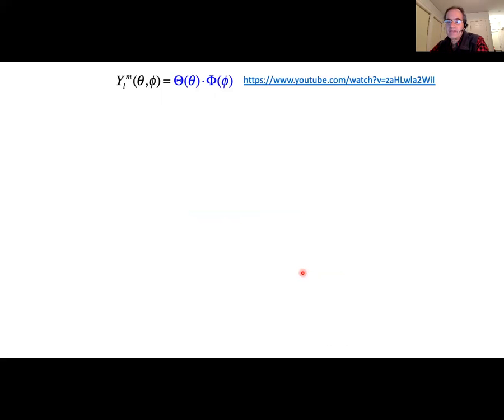Okay, now I'm going to show you some plots of these functions. What I'm going to show you is actually the product of the theta function and the phi function, because these are really well known. They come up in many different types of problems. The product of these two has a name, and they're called the spherical harmonics, okay? So I thought I'd show you a table of the first few spherical harmonics and a plot of this.